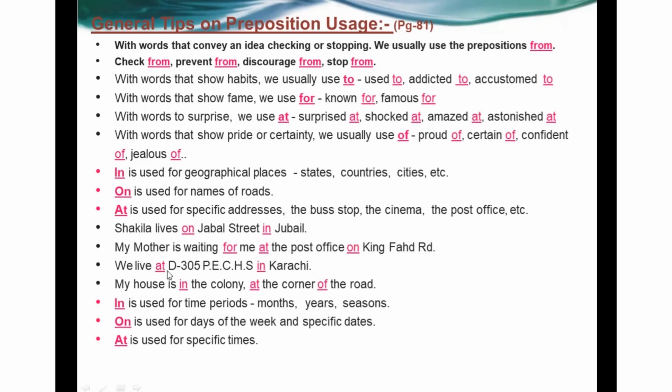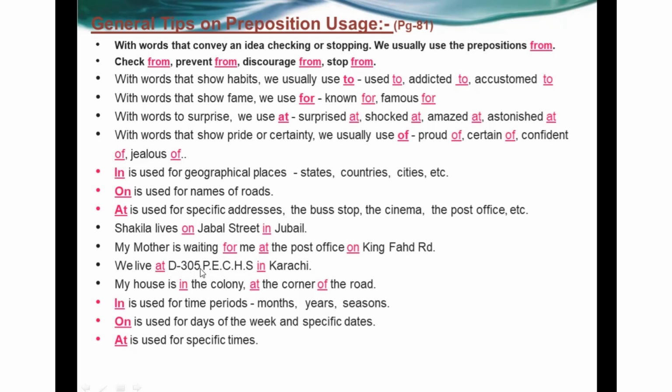We live at D305 PECHS in Karachi. So you see these are the exact house number, street number, whatever is there. This is the full complete address of the same person in Karachi. Karachi is the name of city in Pakistan. Okay, so you see students, the exact address is given with full numbers. Anyone can reach there. The block number D is there and this is the number of the area. Okay, that is why we're using at here.